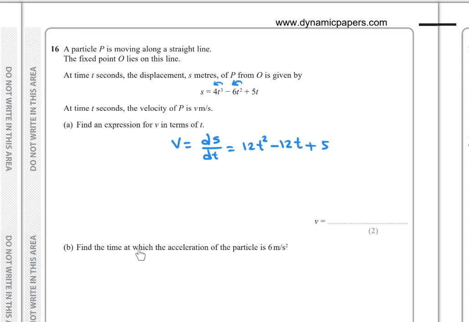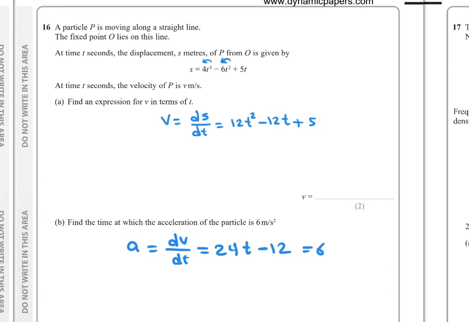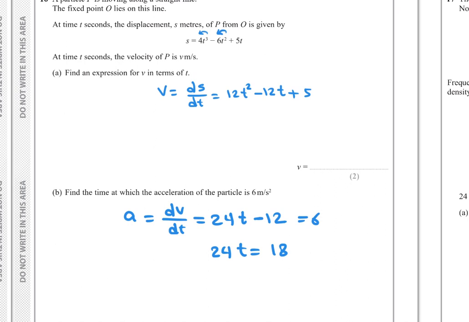B. Find the time at which the acceleration of the particle is 6. To find the acceleration, find the derivative of the velocity, so dv over dt. So 2 times 12, 24, so 24t. And the derivative of negative 12t is negative 12. Now equate it to 6 because the acceleration equals 6, and find t. So 24t equals 6 plus 12, which is 18. Divide by 24. So t equals 0.75.